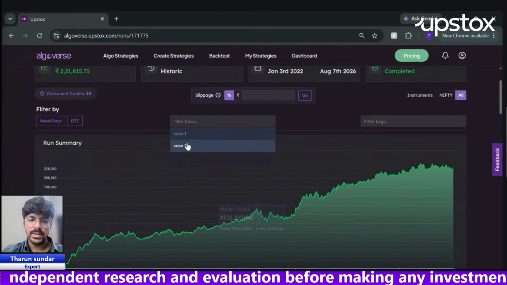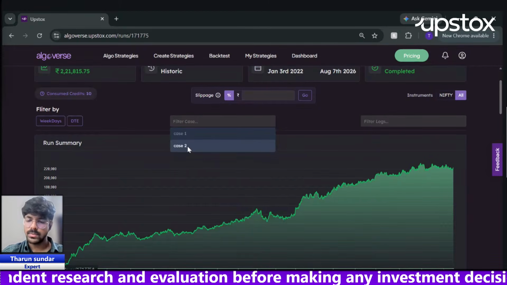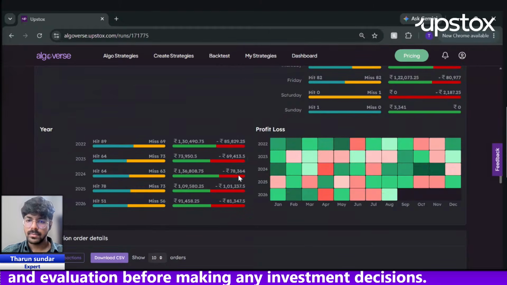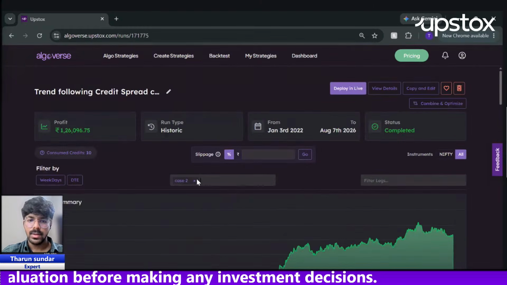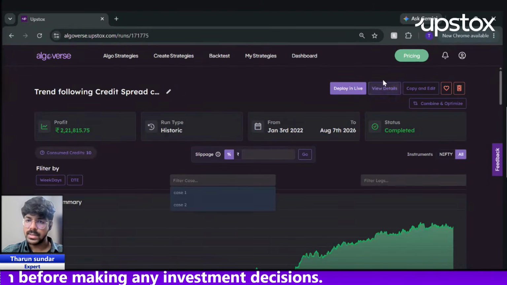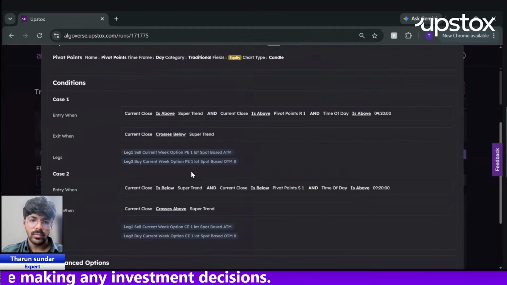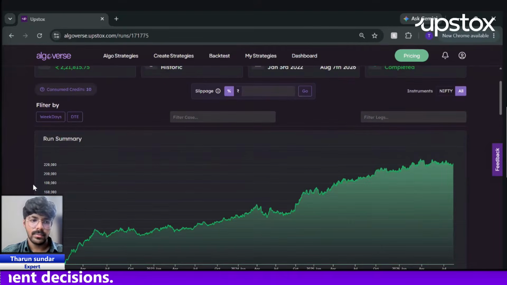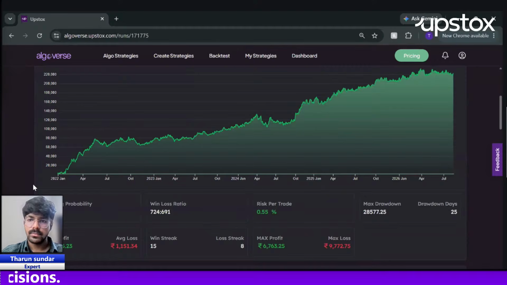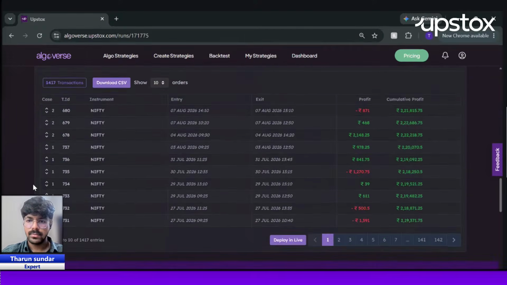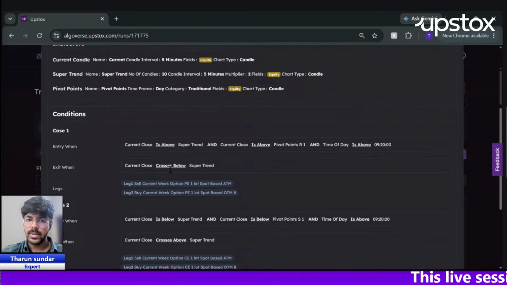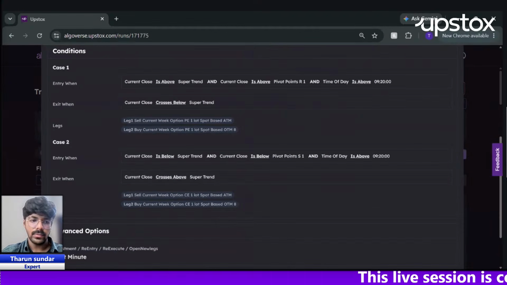If I want to see how case two alone performs, I can click on the filter case option and see how case two alone performs. And again, as these two are mutually exclusive strategies, at any one particular time either case one will be active or case two will be active. We can run this with the same capital also. And this is how easy it is to automate a trend following credit spread in Algoverse.